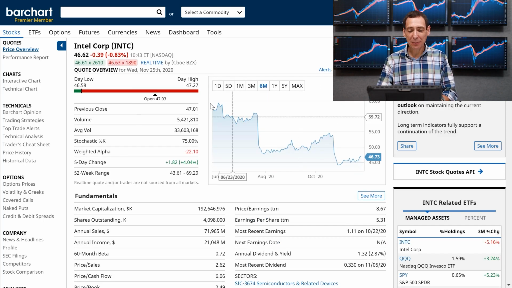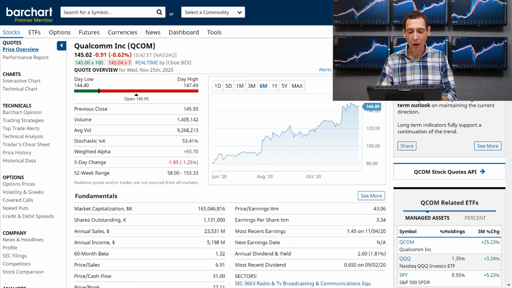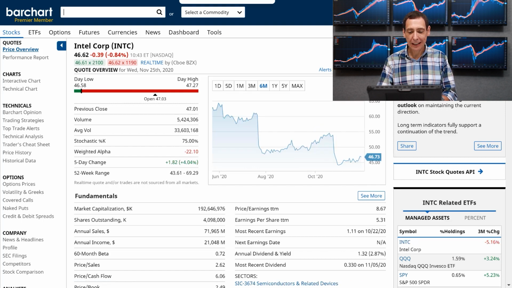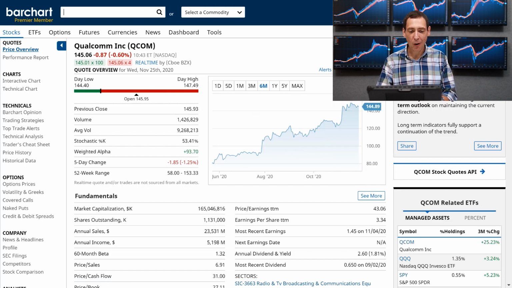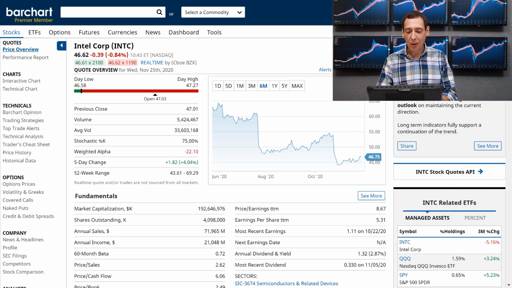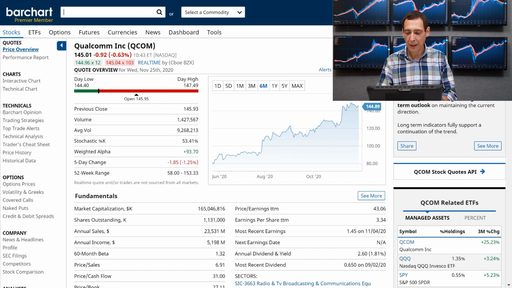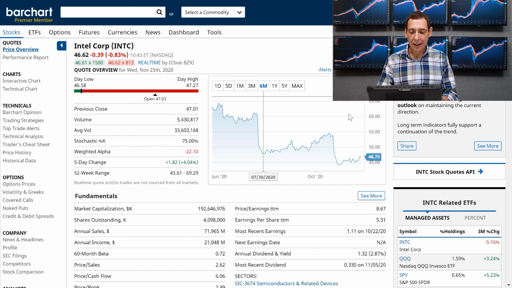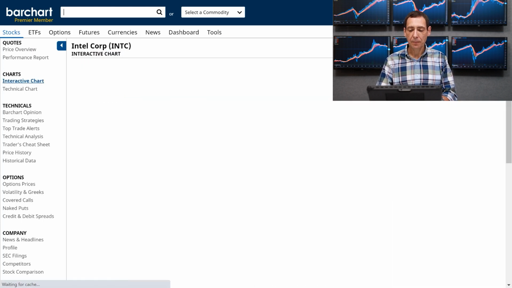So again, look at 6-month Intel. Look at that. From 65 to 46, and Qualcomm, completely opposite. Look at the picture. It's like polar opposite, right? One is a strong buy, one is a strong sell. So Intel went from 65 to 46 in the last 6 months, and Qualcomm went from 80 to 144. Now, Intel, let's go back to Intel.